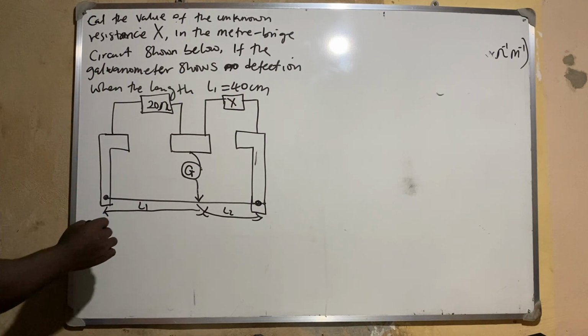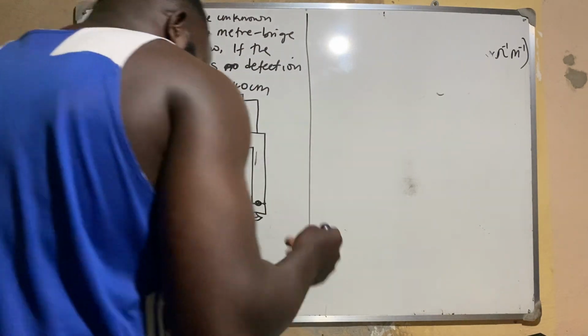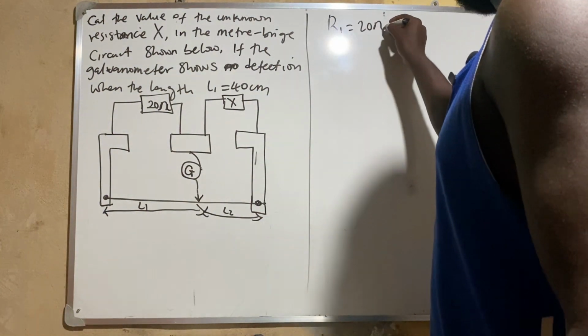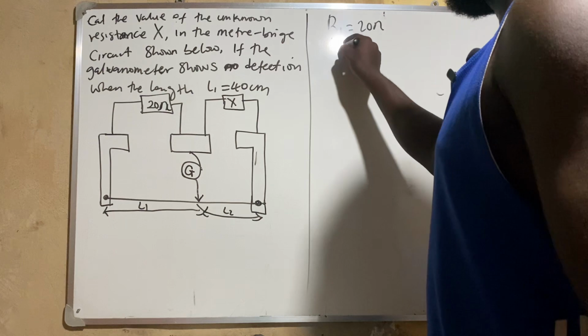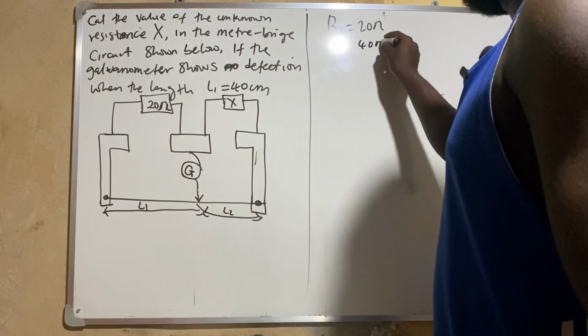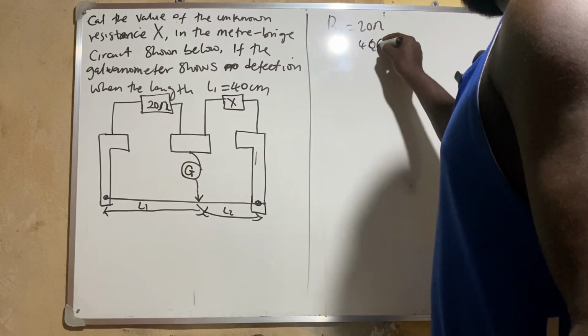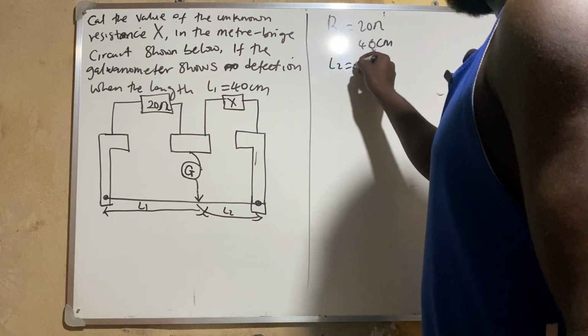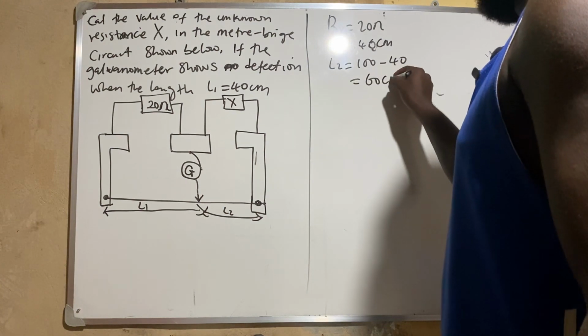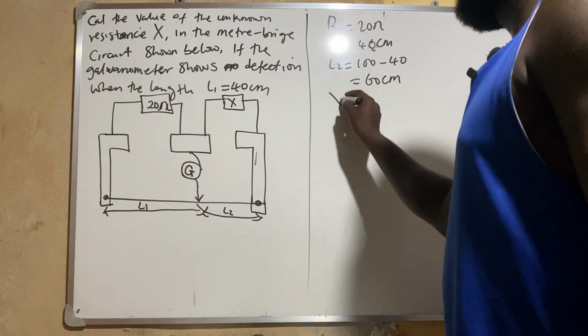I'll tell them that my R1 is equal to 20 ohms. And then my L1 is equal to what? They gave me L1 as 40 cm. So I know that my L2 will now be what? 100 minus 40, which is 60 cm.